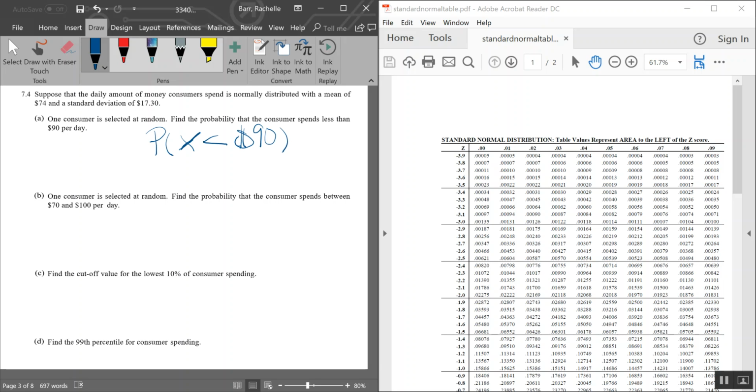Anyway, so to do this, you'd say, well, I can't look 90 up on the table. I can only look up a z-score. So I need to change this into a z-score. So z is going to be my value of interest, that $90 minus the $74 divided by the standard deviation, which is 17.30. Dollars divided by dollars. So dollars minus dollars is still dollars, divided by dollars gets rid of dollars. So now this has no units, which z-scores don't.